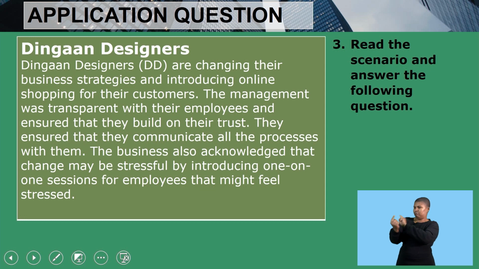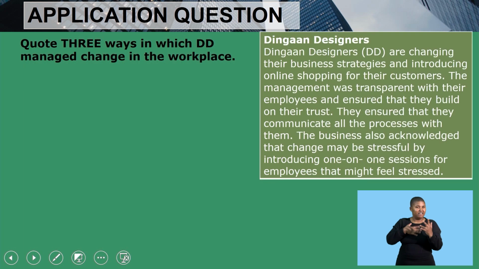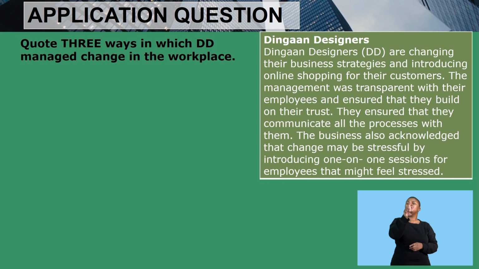Now, let's see what the question requires us to do. It says, quote 3 ways in which DD managed stress in the workplace. As we read the scenario again, you will realize that the first statement does not really answer the question, because it's simply telling us what is happening in the workplace. So therefore, it does not answer the question that we are looking for.